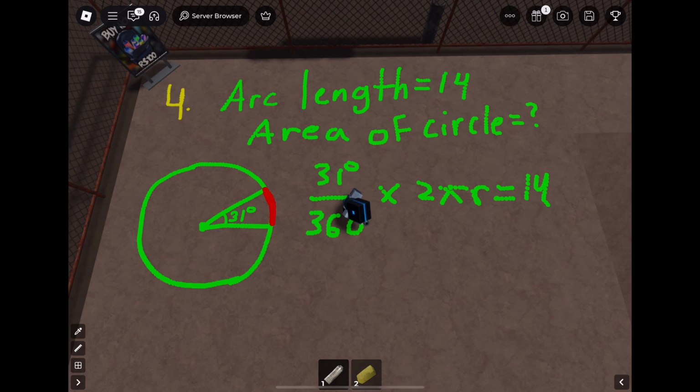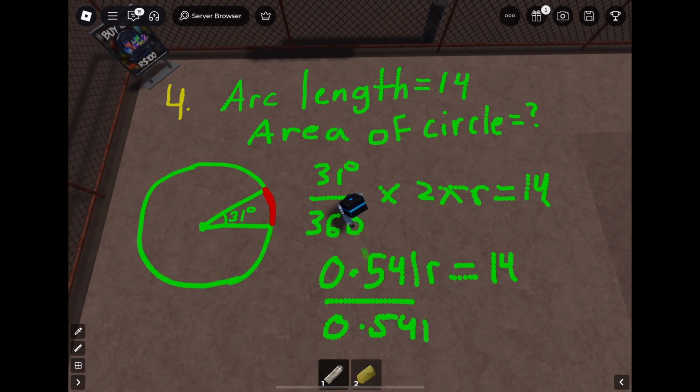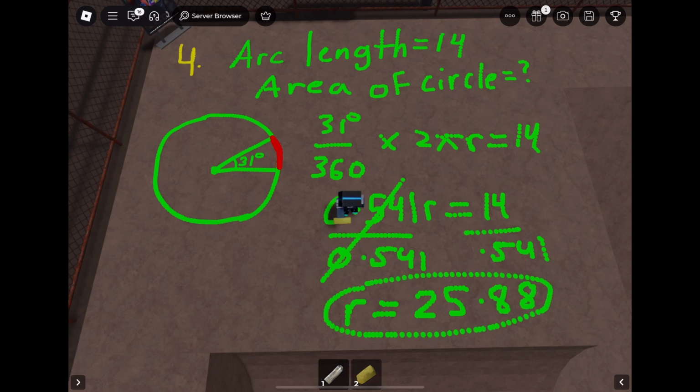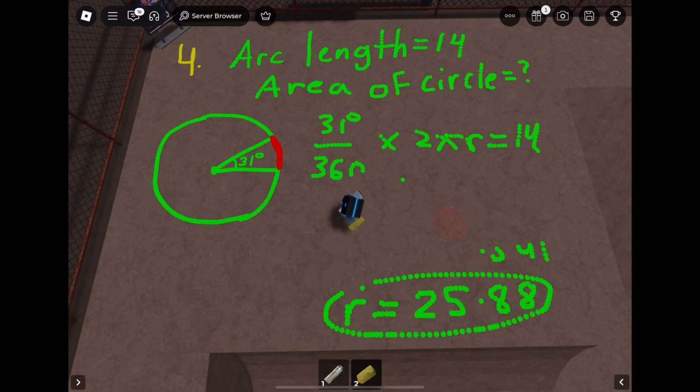Now, all you need to do is just simplify this. So if you do 31 over 360 times 2 pi on a calculator, you're going to get about 0.541 times r is equal to 14. And from there, it's just a matter of dividing both sides by 0.541. And if you do that, you'll get that the radius is roughly equal to 25.88 units. So now, we can use this to solve for the area.